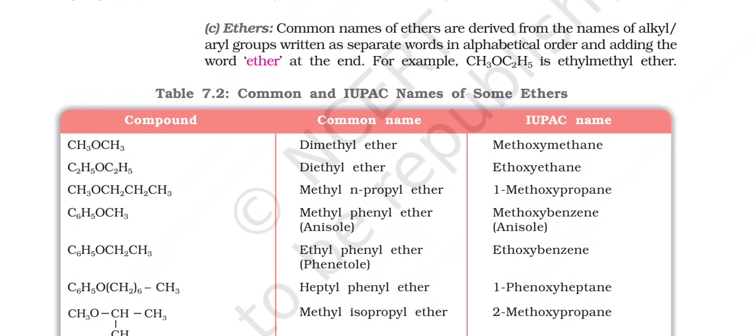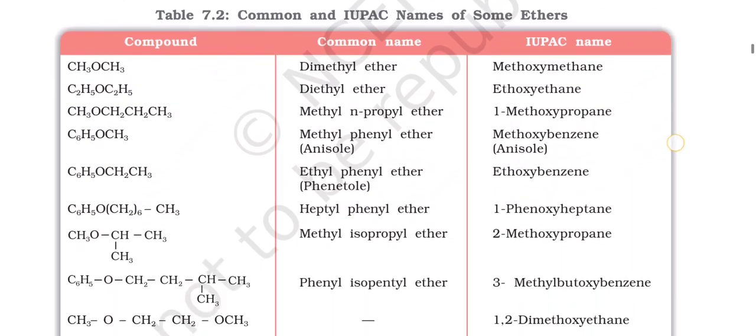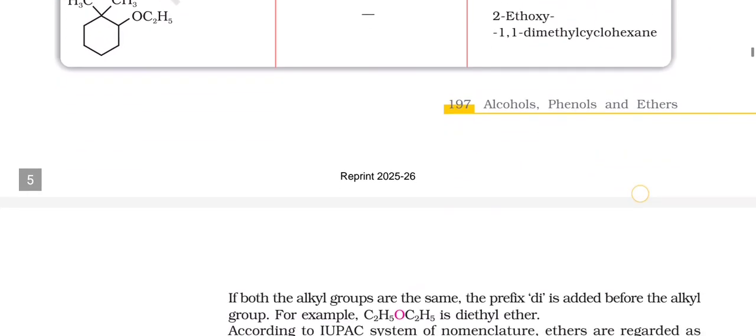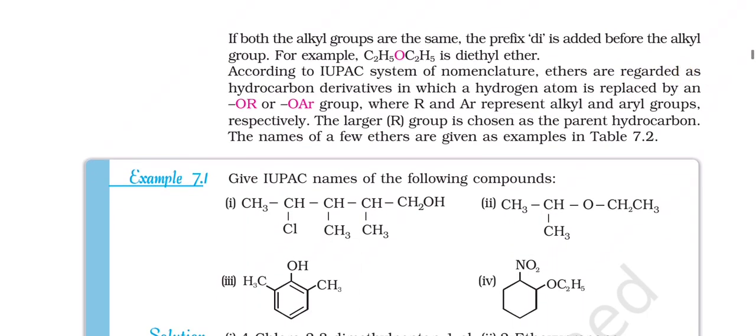Ethers. Common names of ethers are derived from the names of the alkyl or aryl groups written as separate words in alphabetical order, adding the word ether at the end. For example, CH3OC2H5 is ethyl methyl ether. If both the alkyl groups are the same, the prefix di is added before the alkyl group. For example, C2H5OC2H5 is diethyl ether.